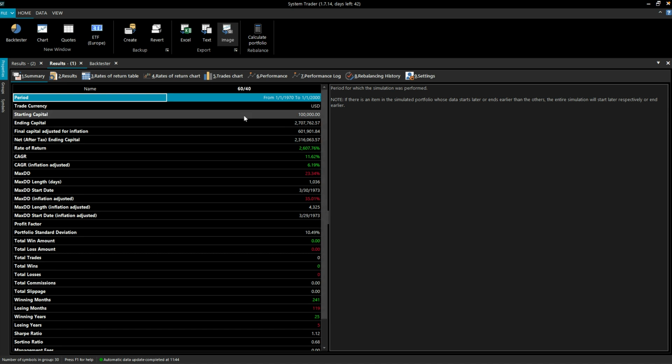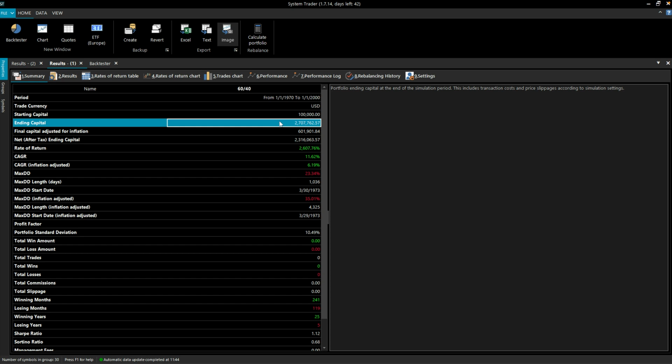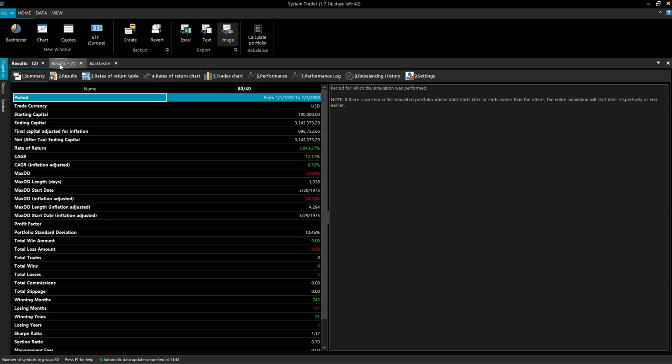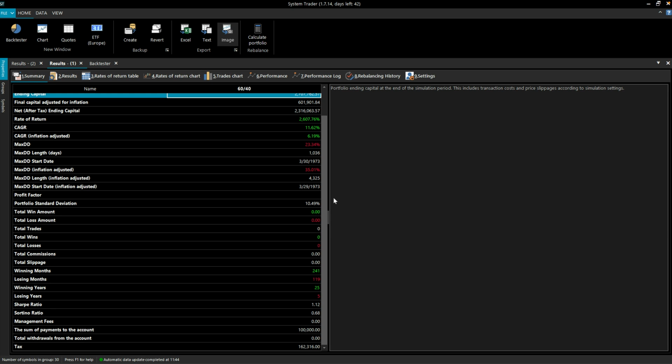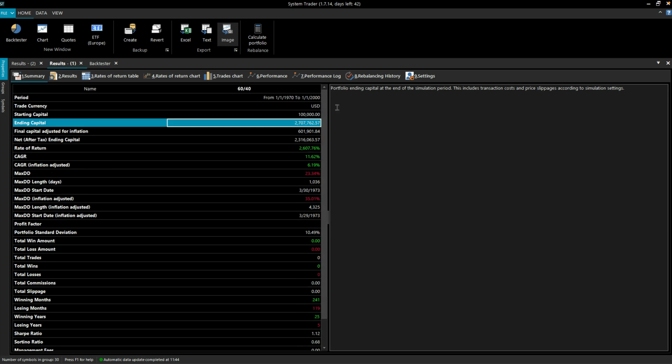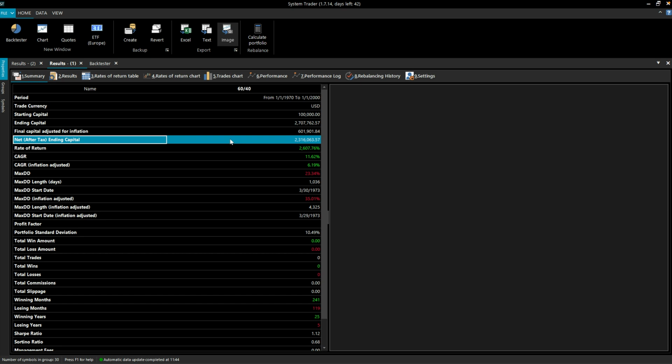First of all, the ending capital is 2.7 million, which means that we have over $400,000 less just because of rebalancing. In rebalancing, we paid $160,000, but because of the compounding, we lost more than $400,000 compared to the portfolio in which we wouldn't have to pay any taxes due to rebalancing. Now, that's not all the tax we have to pay, because the net after tax ending capital is even lower, because if we want to withdraw the money, we still have to pay some taxes on it.